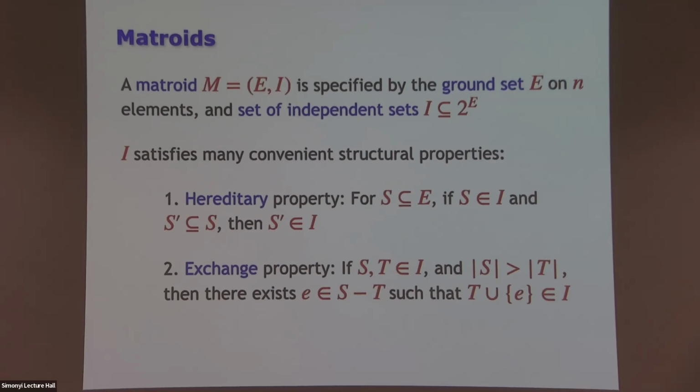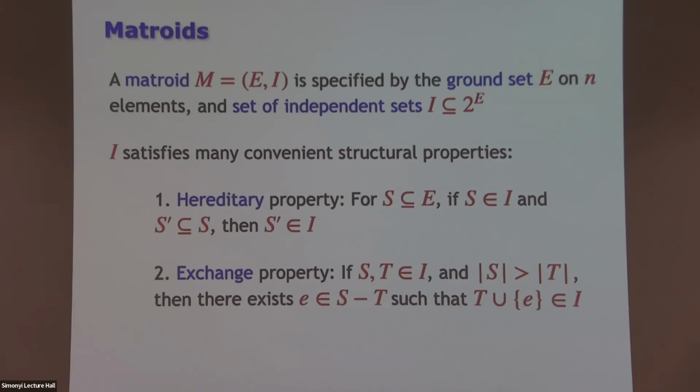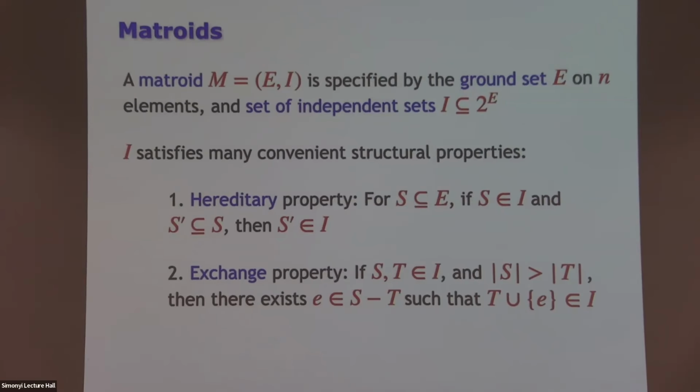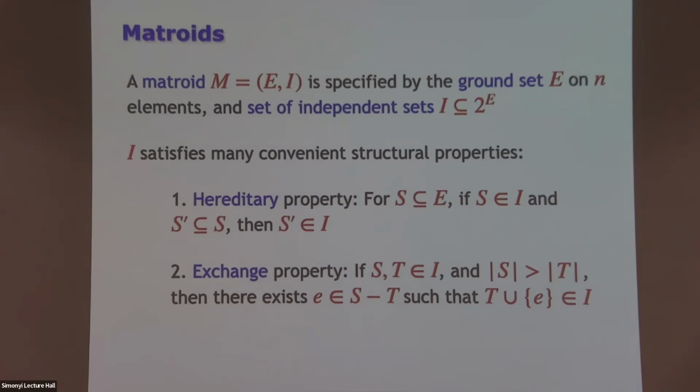In particular, I satisfies what I call the hereditary property, which says that if you have some subset S of elements, and that set S is independent, that is, S is in I, then it must be downwards closed. That is, every subset S prime contained in S is also independent.